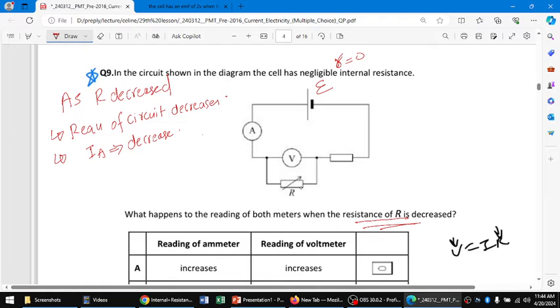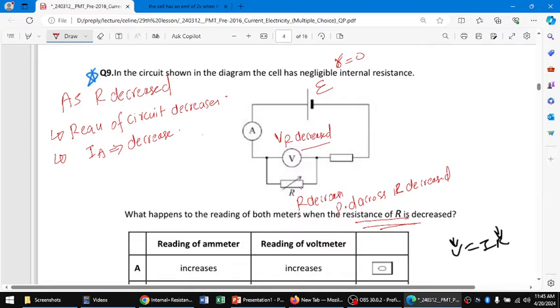As we know, if the external resistance R decreases, R is proportional to the voltmeter reading. So if resistance R decreases, the potential drop across R also decreases. This voltmeter is in parallel with the resistor R, so the potential drop across the voltmeter also decreases.